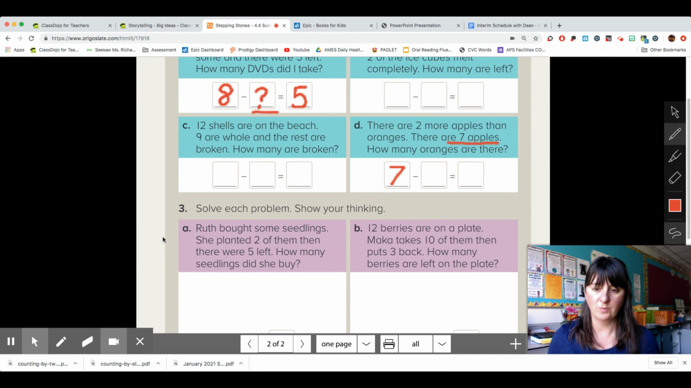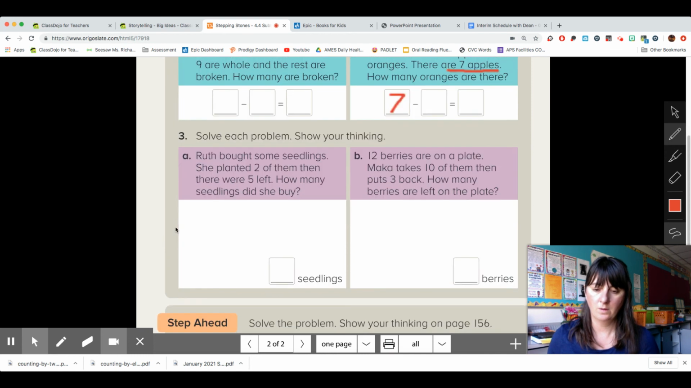Number 3, solve each problem and show your thinking. A, Ruth bought some seedlings. She planted 2 of them. Then there were 5 left. How many seedlings did she buy? So use this space. You can write an equation. You could draw a picture to figure it out. You could do both, however you want. And then the answer is going to go here.